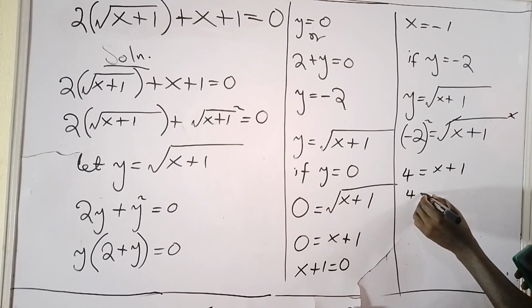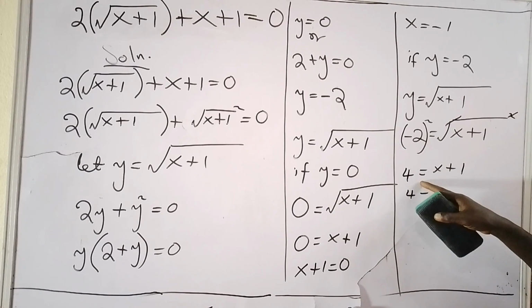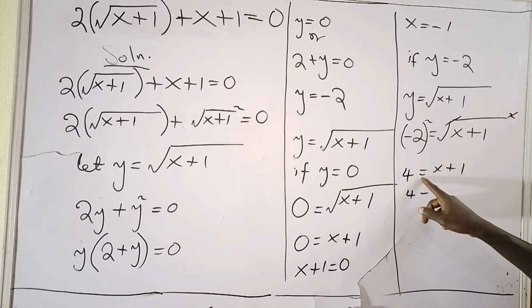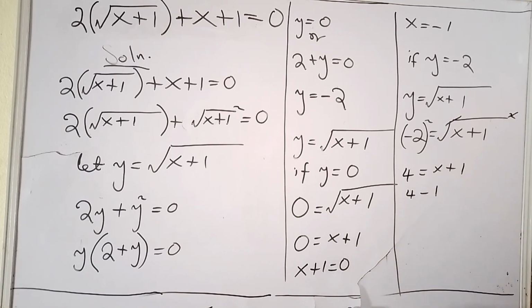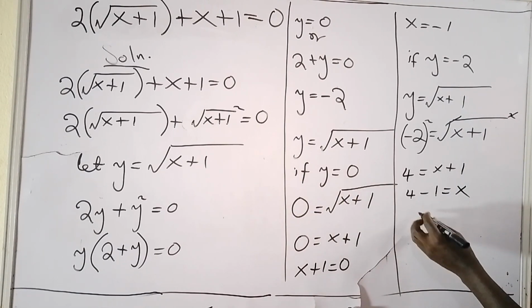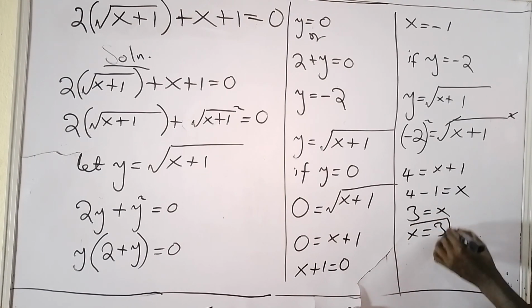So I have 4 minus 1. But that means by sending this 1 across this bridge, because I always call the equality sign a bridge, whatever crosses the bridge, the sign will change. So this is equal to x, and 4 minus 1 is, of course, 3, which is equal to x. That means x is now equal to 3.